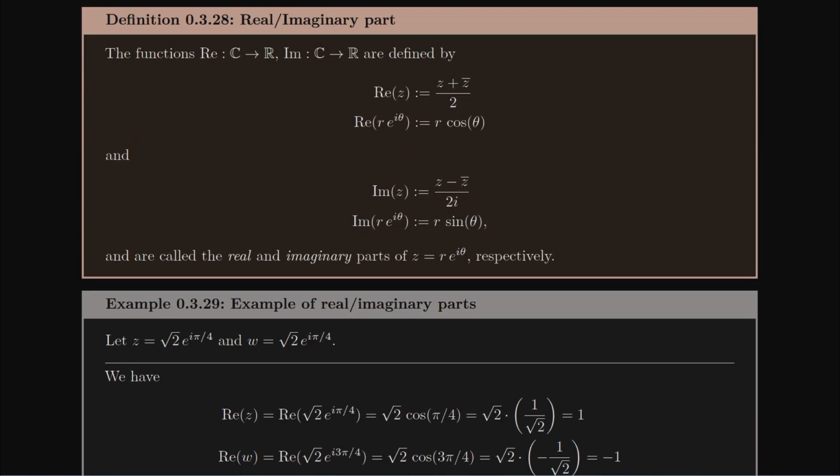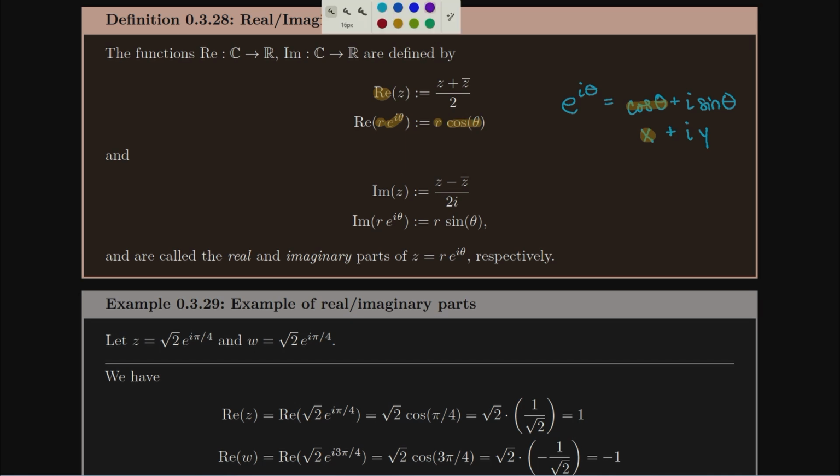Real and imaginary parts get a little bit trickier, but let's think about going back to Euler's formula. e to the i theta is cosine theta plus i sine theta. This is actually written in x plus i y form. And if we think about it, what was the real part of x plus i y? Well, it was just x. So the real part of e to the i theta is cosine theta. The real part of r e to the i theta is r cosine theta.